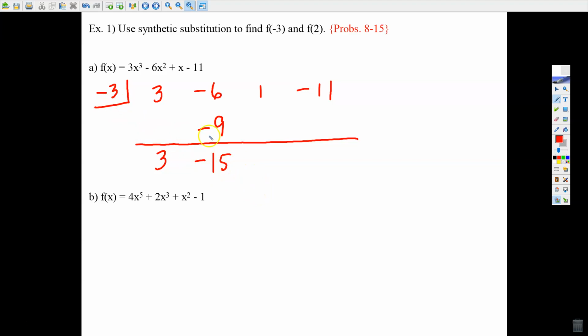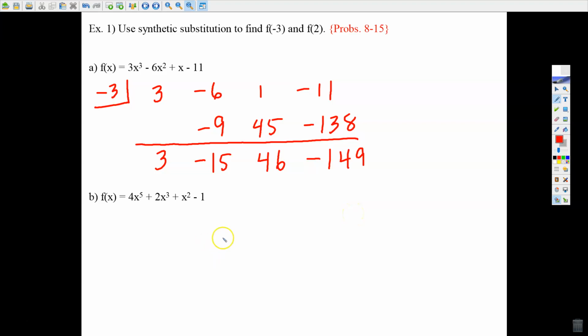Multiply, -15 times -3 is 45, and you add 46. Now we need to multiply 46 times -3, -138. And we add those together and we get -149. So here's the remainder theorem.